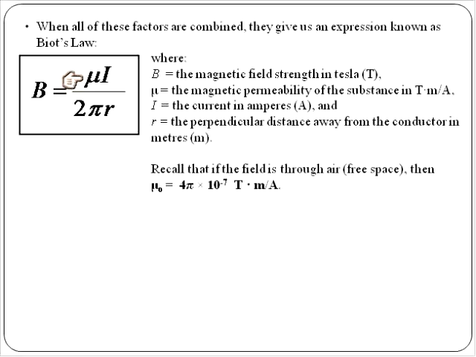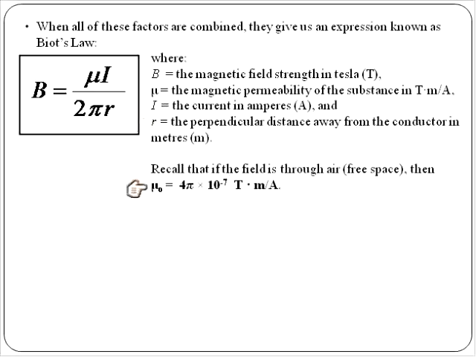Mu is the magnetic permeability. Okay, so B is the magnetic field strength in Tesla. Mu is the magnetic permeability of the substance. I is the current. R is the perpendicular distance away from the conductor. We drew a normal line out from the conductor, and that would be the distance, the length of that line.